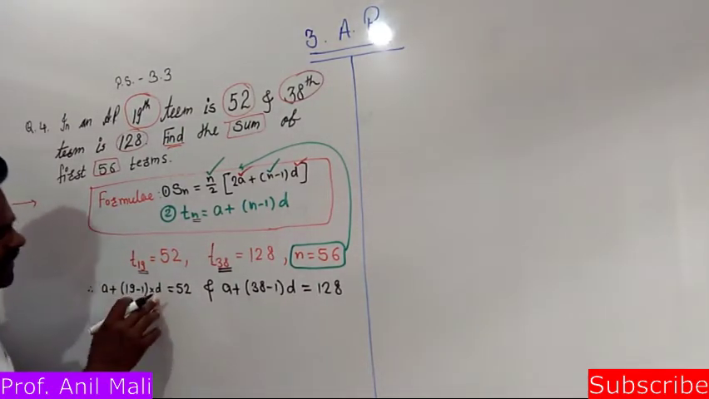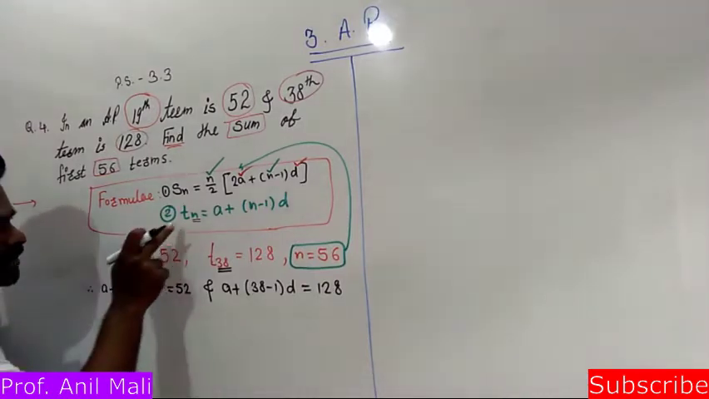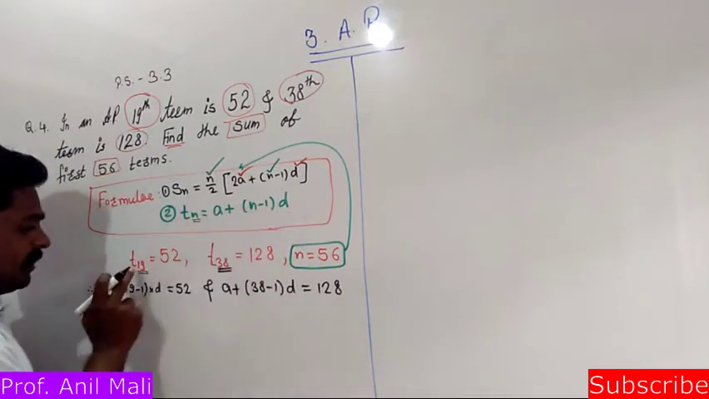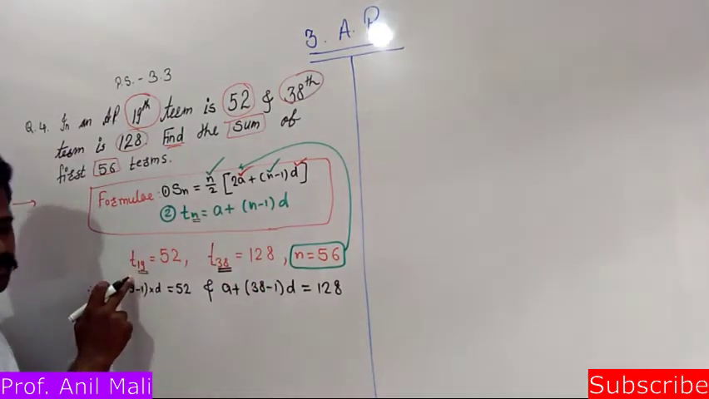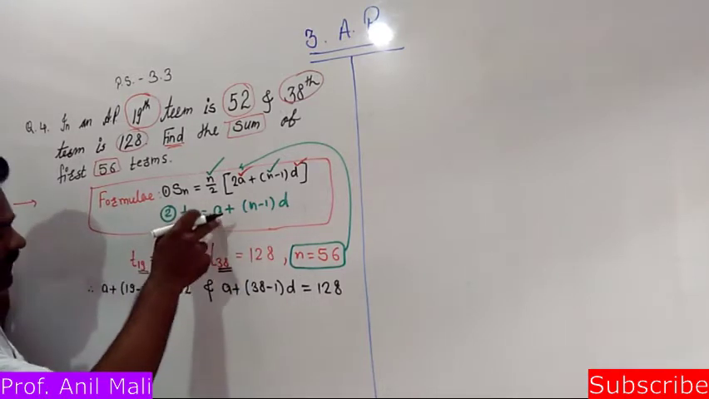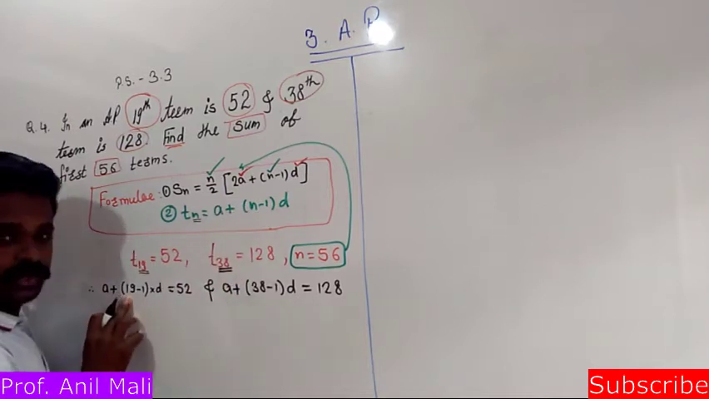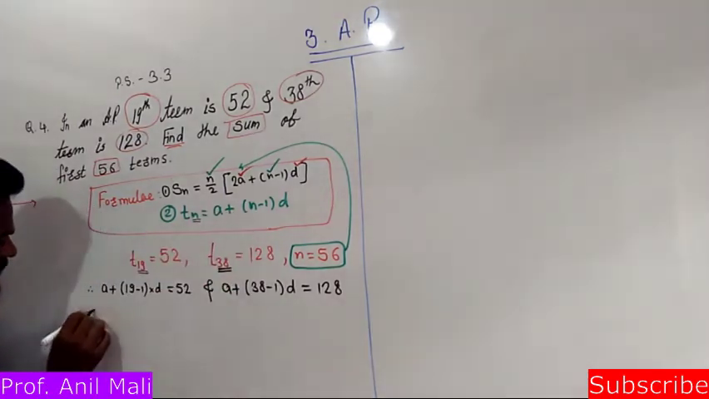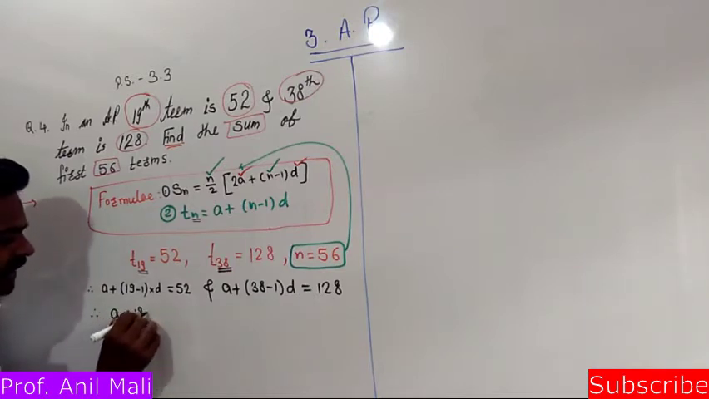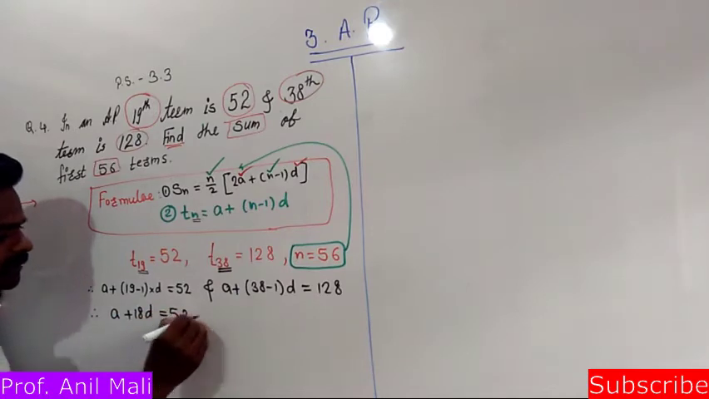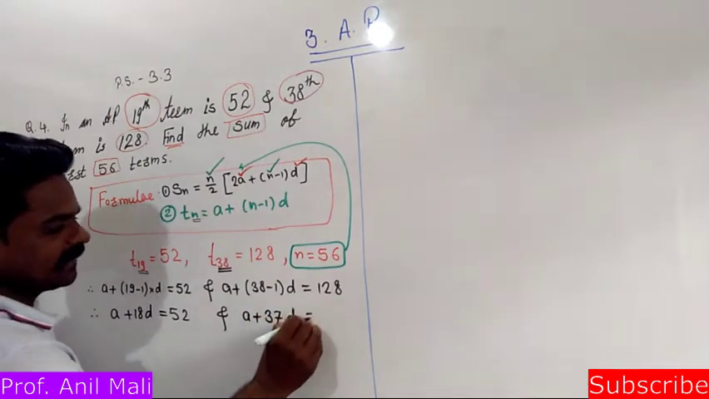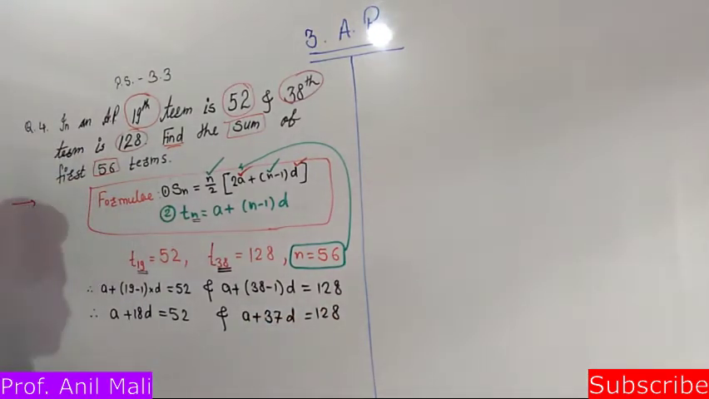A plus 19 minus 1. Why have we taken this? Because the formula for Tn is A plus n minus 1 into D. We have T19, that means instead of n we have used 19. That's why on the RHS also we substitute n is equal to 19. A plus n minus 1 was there, so 19 minus 1 becomes into D. Therefore this will become A plus 18D is equal to 52. And on the other hand, A plus 37D is equal to 128. No problem. Fine.